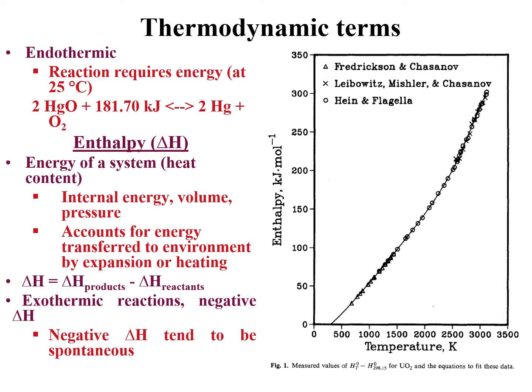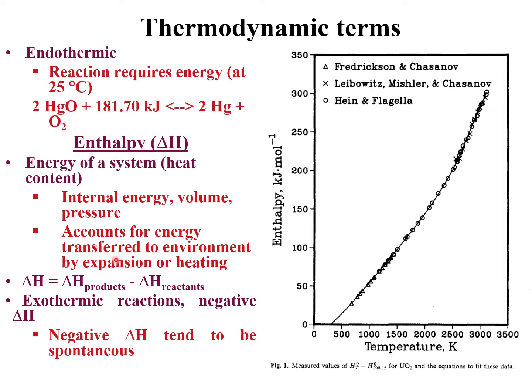Now, when we discuss some material or a system, we can talk about the energy content of the system in terms of enthalpy. This describes the energy of a system and really accounts for, as described here, energy transfer to the environment by heating or expansion. As an example, we have some enthalpy measurements listed here, H at T minus H at 298.15 K for UO2, and as we see from this, enthalpy increases at higher temperatures.